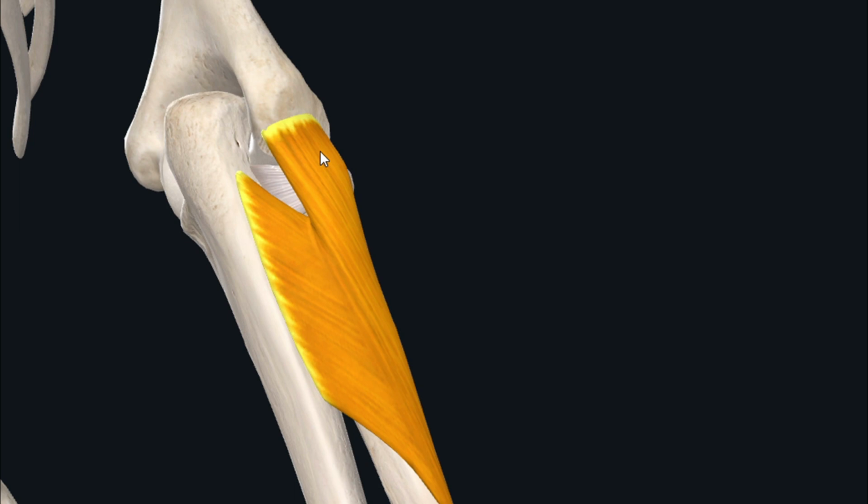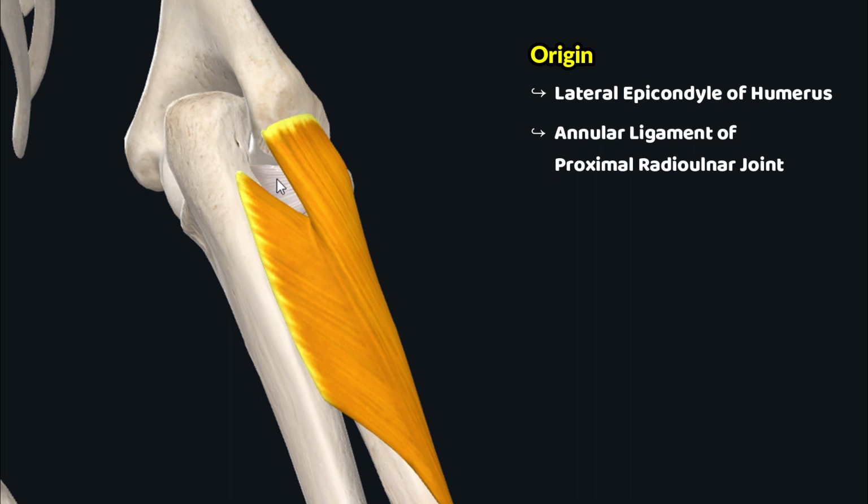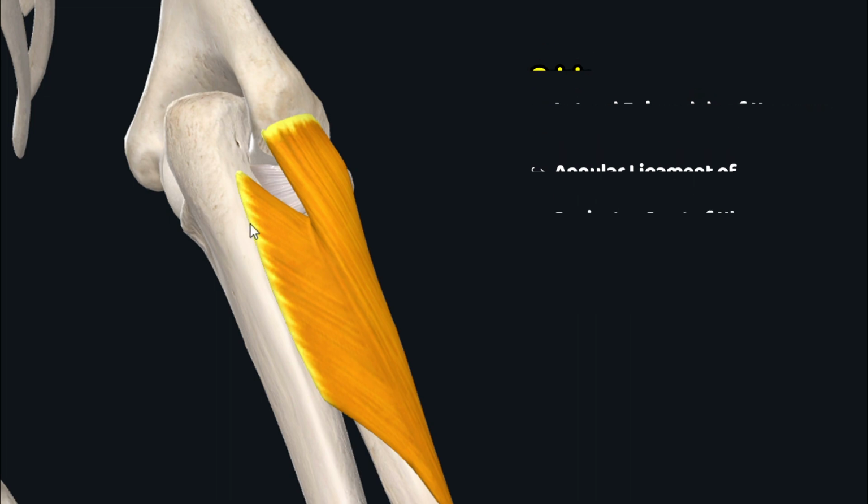So this muscle has got a broad spectrum of origin, and it originates from the lateral epicondyle of humerus, the annular ligament of the proximal radio-ulnar joint, and the supinator crest of ulna.